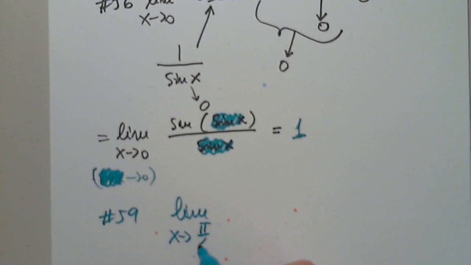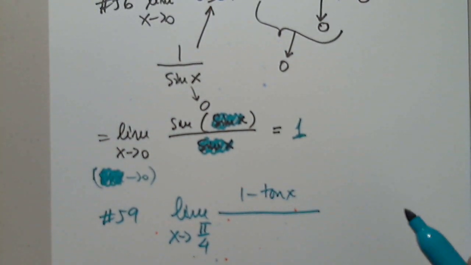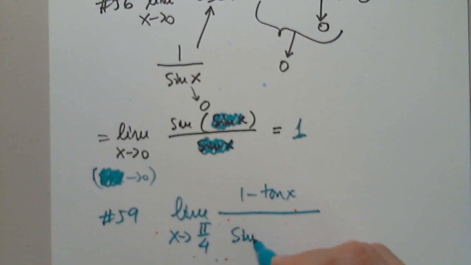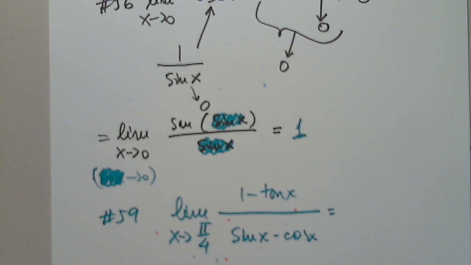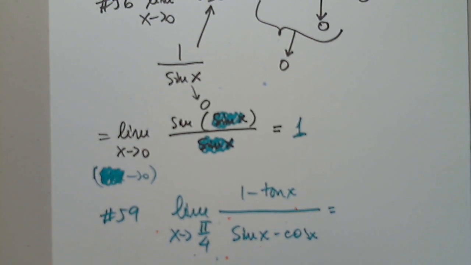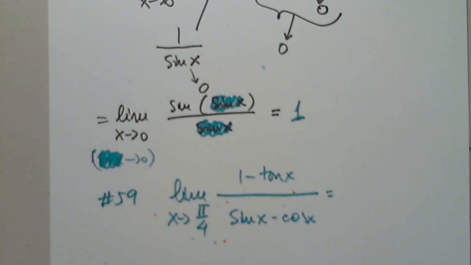Limit as x approaches pi over 4 of 1 minus tangent x over sine x minus cosine x. Good, perfect. Okay, what do you think about this? Well, we don't know, we have to plug it in. What if I plug in and I get 2/3 and I'm done?